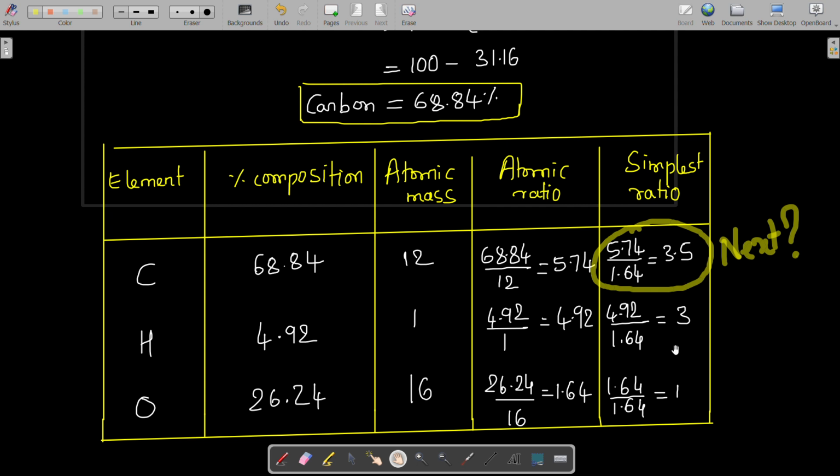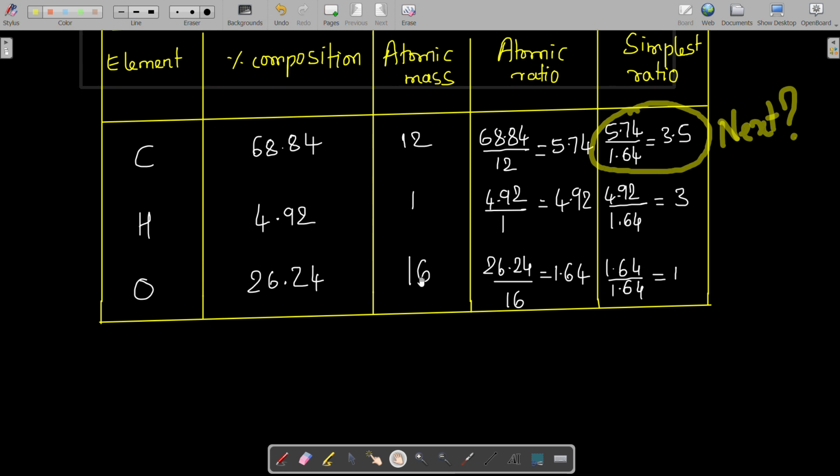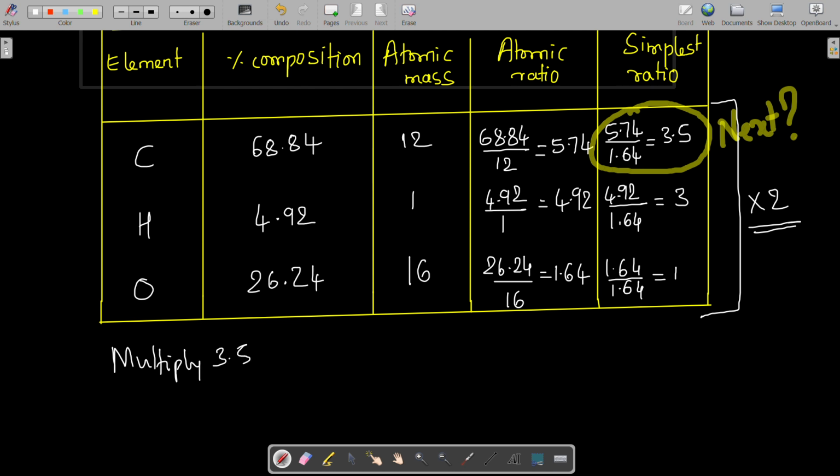So what next? Most people do these kinds of problems, but if the answer you're getting is like this, they will get stuck here. So what you have to do is, whenever you get 0.5, 3.5, 1.5, 2.5, you have to multiply this whole thing by 2. Then you will get the whole number. So what you are doing here is multiplying 3.5, 3 and 1 by 2.